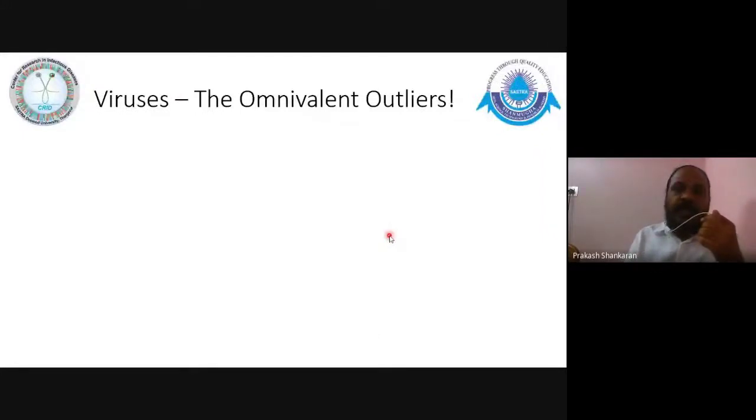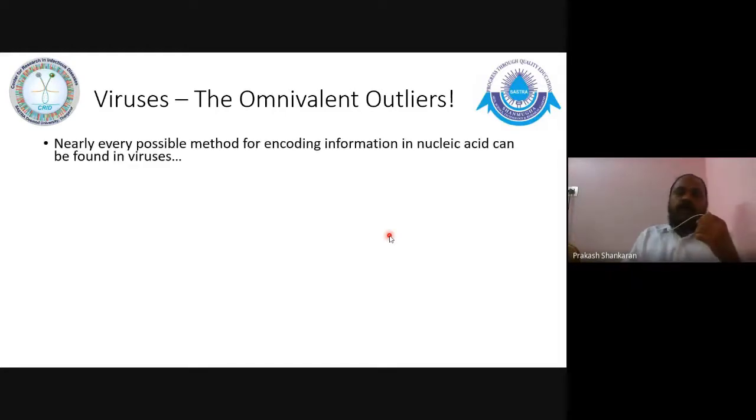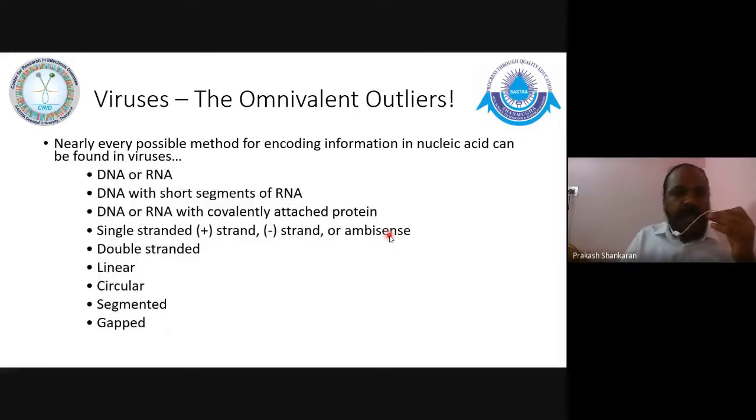And also the viruses are omnivalent. But again, with having all this ability to do a variety of things, they're still outliers. They don't belong to any of these three domains of life. Imagine that all life forms, as we know, contain DNA as their genetic material. DNA is the brain of all cells, either bacteria, archaebacteria, plant cell, animal cell, yeast, anything you take. Viruses are very different in this. The genetic material of a virus can be DNA or RNA. Some viruses have a short segment of RNA within the DNA. There are viruses with DNA or RNA with some proteins attached to it. That's the genetic material for them.